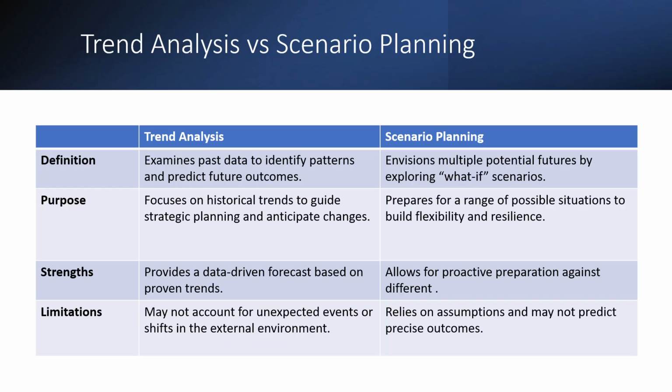Trend analysis identifies patterns in past data with the purpose of projecting likely future outcomes. Its strengths are clarity and simplicity, though it's limited when conditions change. Scenario planning explores multiple possible futures, helping organizations prepare for uncertainty. Its strengths are flexibility and strategic insight, though it requires more time and assumptions.